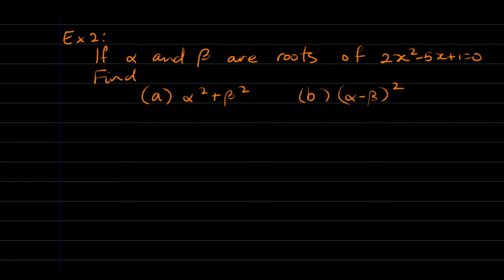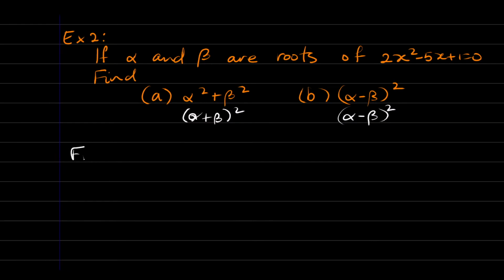Now, I gave you a hint, and I told you that what we should do is to first find your alpha and beta, and then expand something like this. Expand alpha plus beta squared, and expand alpha minus beta squared. And you should be able to get a hint there. Right, so let's work on that solution.